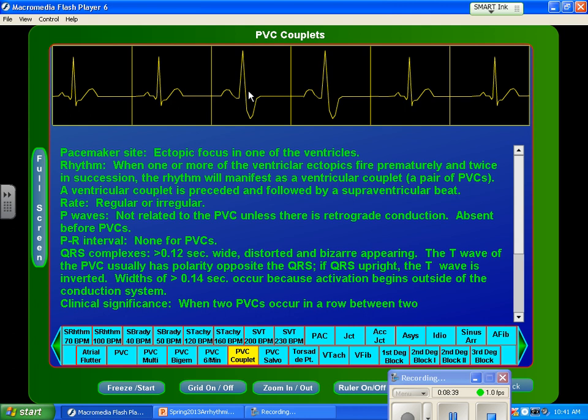I was on a diuretic, so I started eating a banana every day. But my potassium, everything was fine. All my electrolytes were fine. There was no reason why I should be throwing the PVCs, but I was.